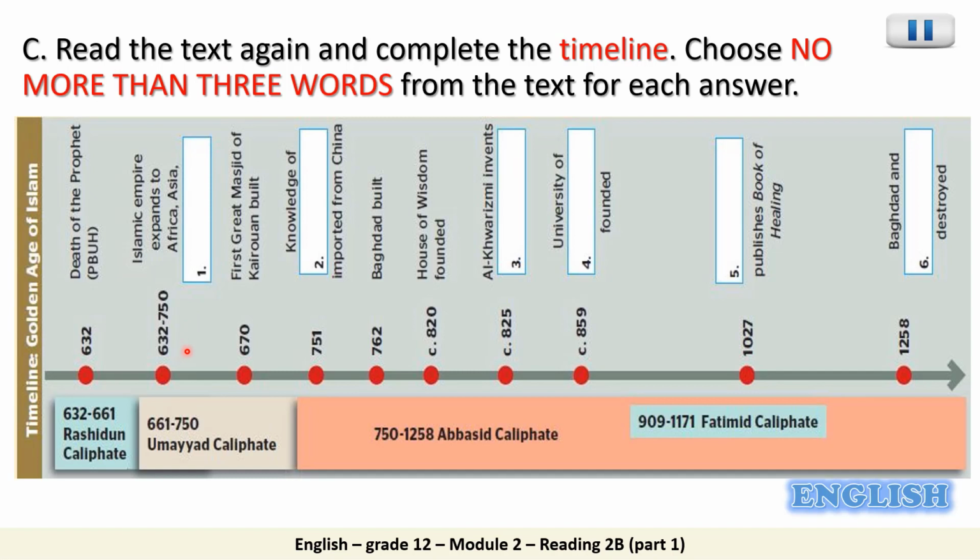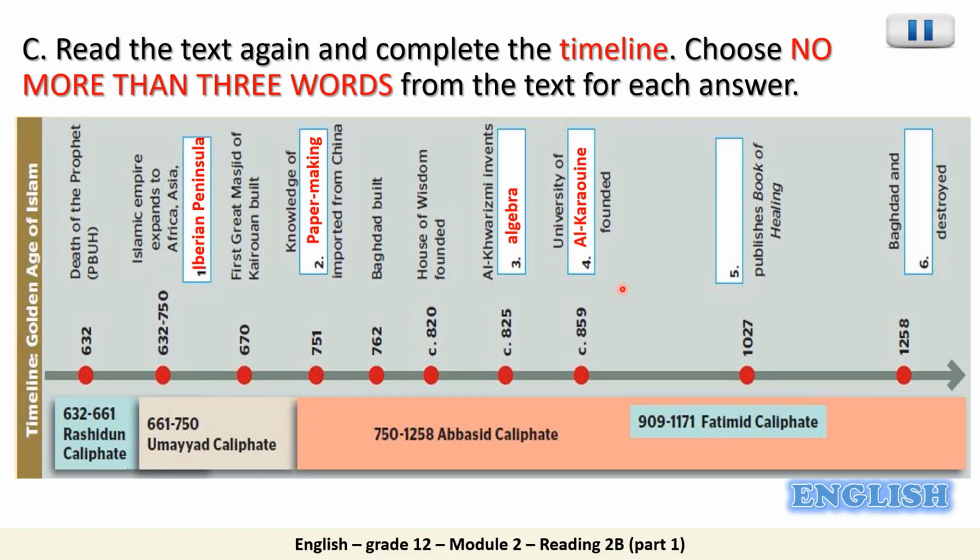Well, from 632 to 750, the Islamic Empire expands to Africa, Asia, and what is the last area? Excellent. It is the Iberian Peninsula. In 751, knowledge of paper making is imported from China. Great job. In 825, Al-Khwarizmi invents, yes, algebra. In 859, the University of Al-Qarawiyyin, yes, was founded.